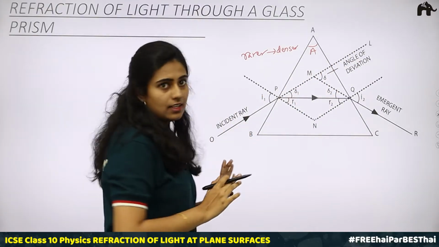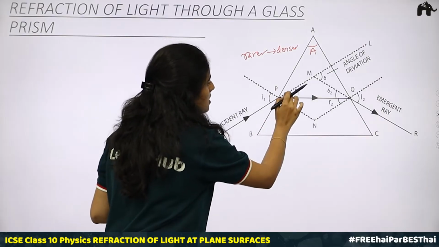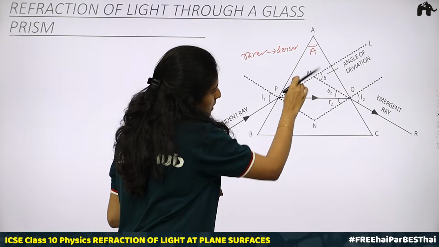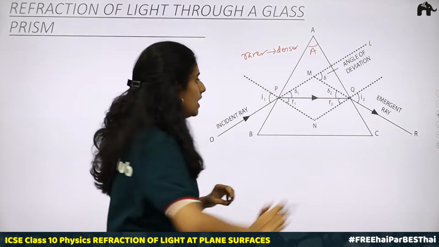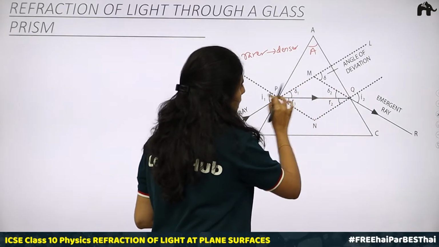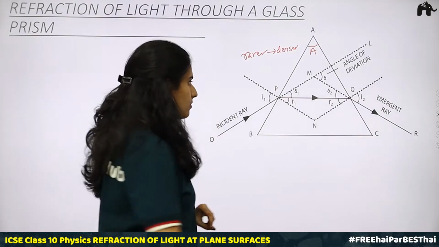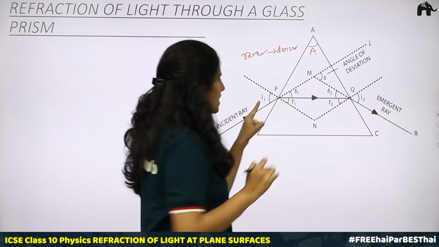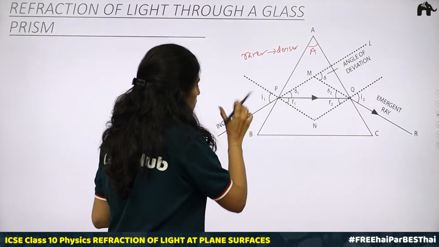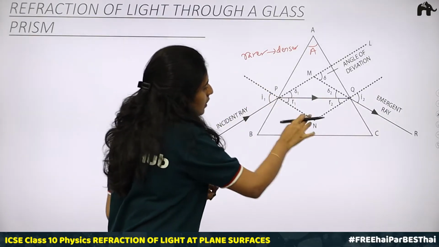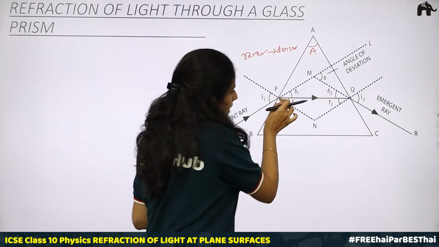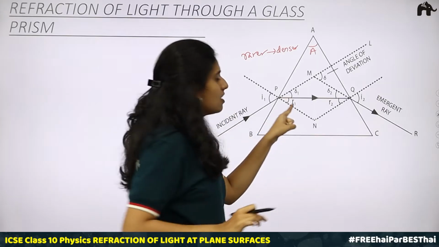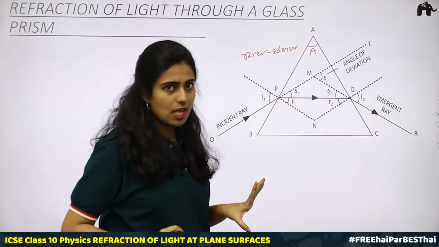What happens to it then? It bends towards the normal. From this actual path, here you have the normal. It bends towards the normal. So this is your refracted ray. PQ is your refracted ray. Then the angle at which the light is incident is taken as I1, the angle between the incident ray and the normal. Then the angle between the refracted ray and the normal will be equal to R1. First refraction is happening here.